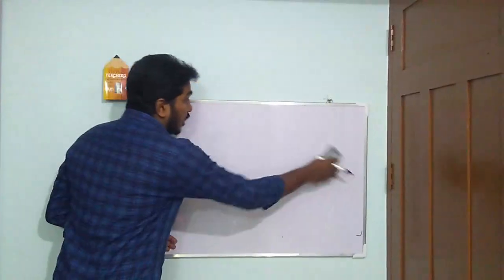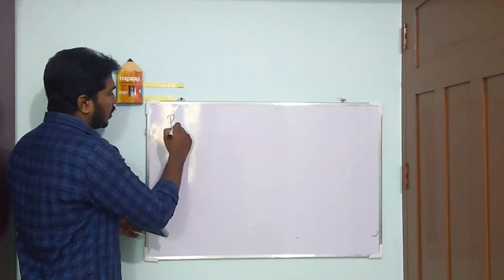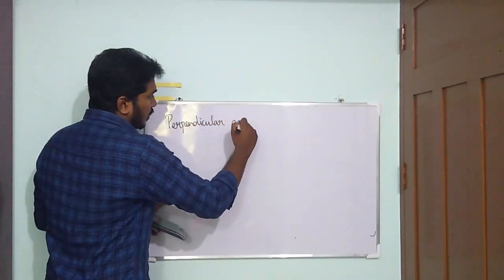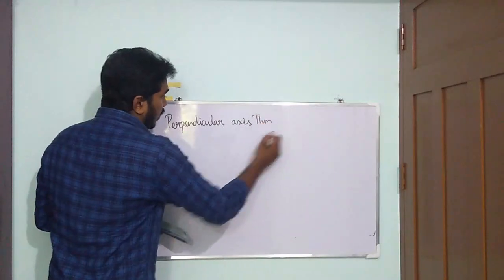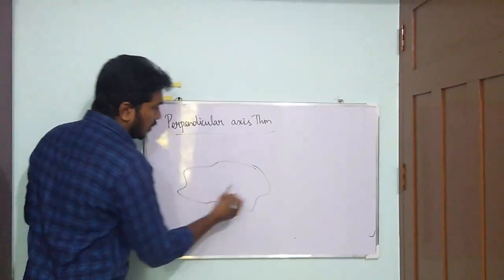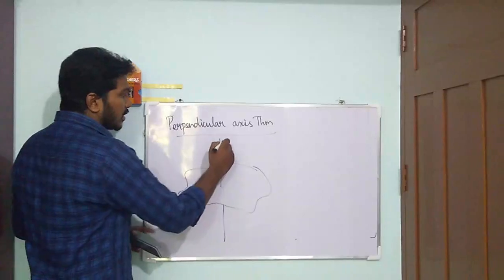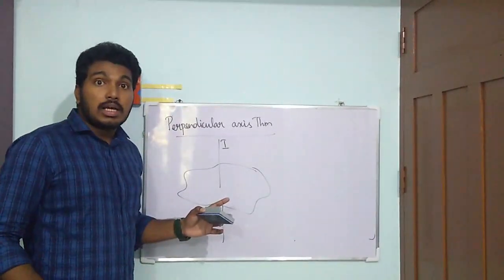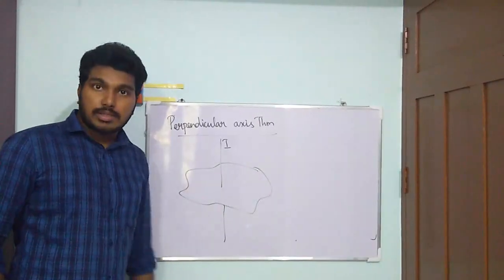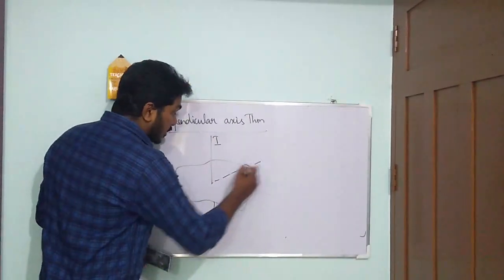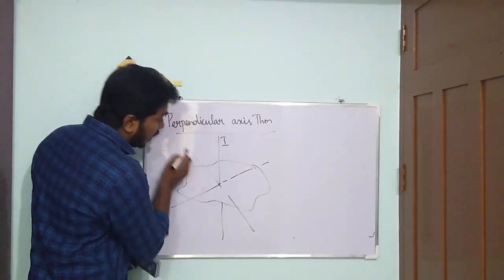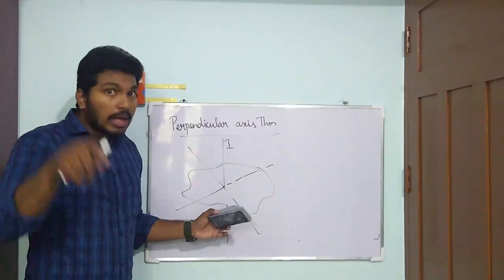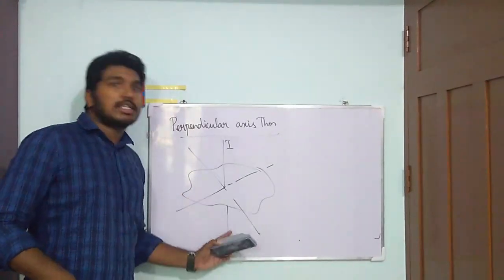Now the second theorem is the perpendicular axis theorem. Again, let's consider a lamina. I need to find the moment of inertia about this axis, I. And now to find the moment of inertia about this axis, I should know the moment of inertia about two other axes. And those two axes should be perpendicular to each other, and they should lie in the plane where this axis is intersecting the plane.